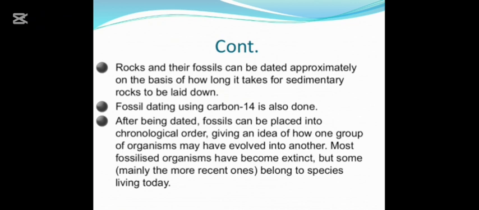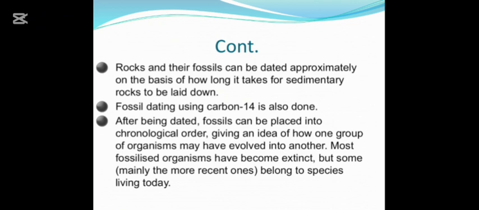This gives a chronological order, giving an idea of how long one group of organisms may have taken to evolve into another. Most fossilized organisms have become extinct. This is true. They have become extinct.